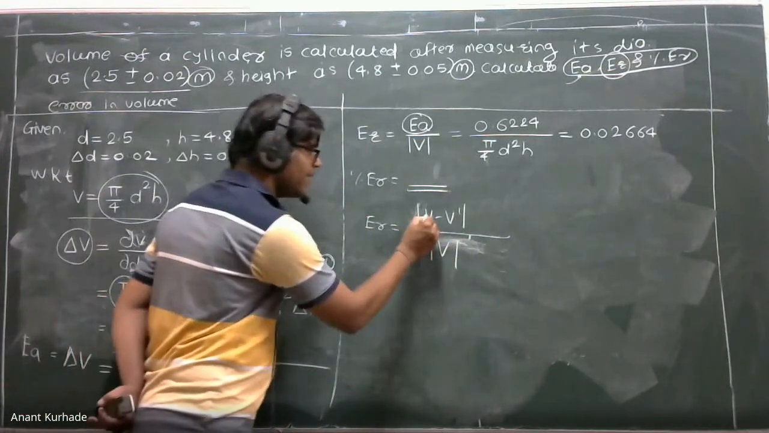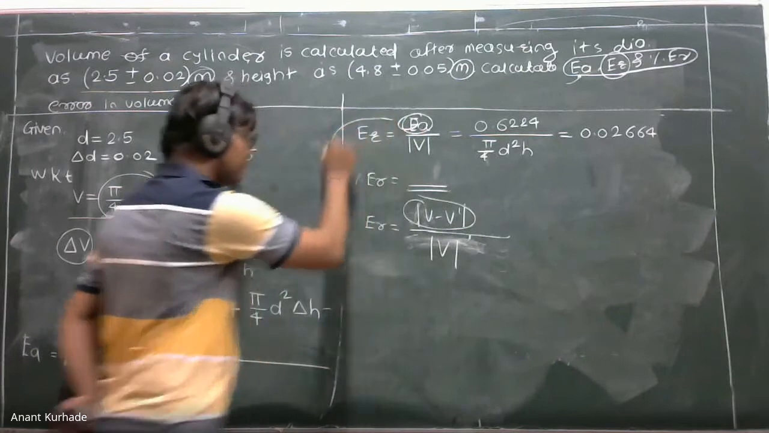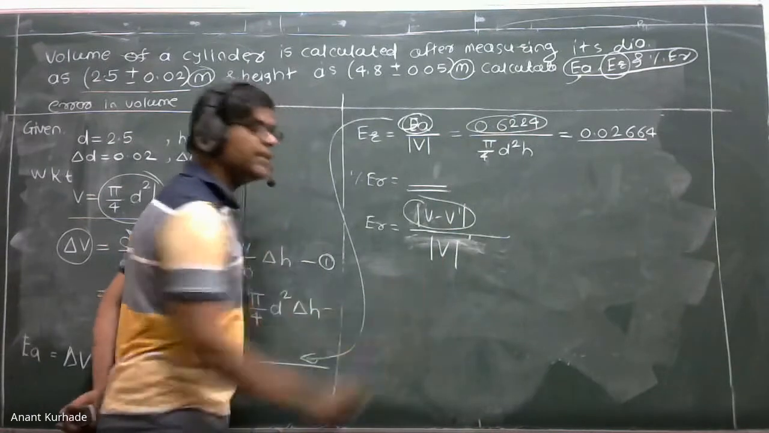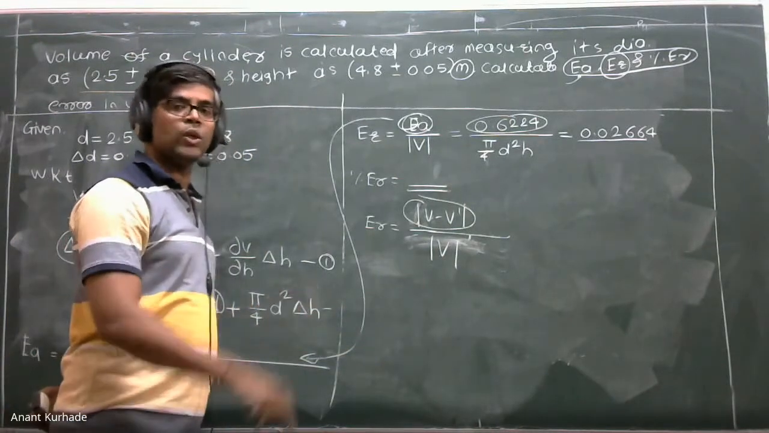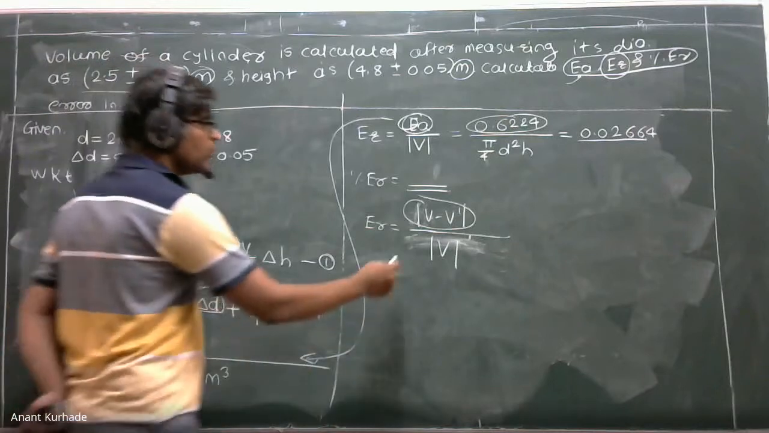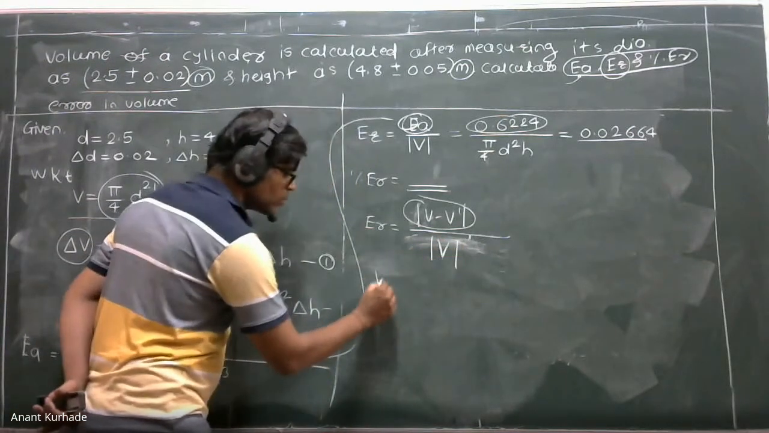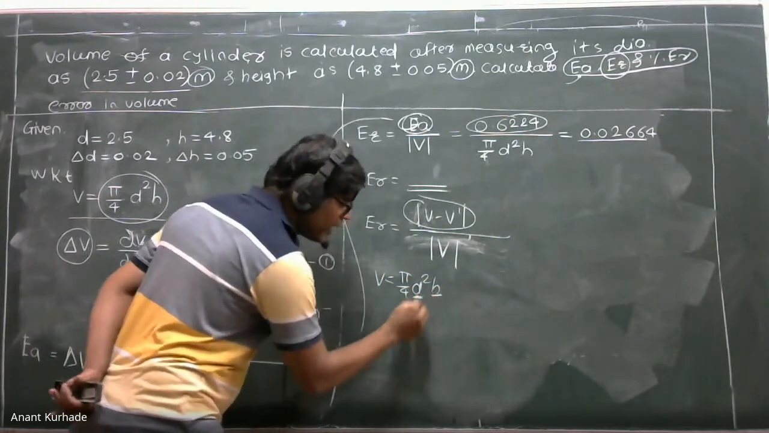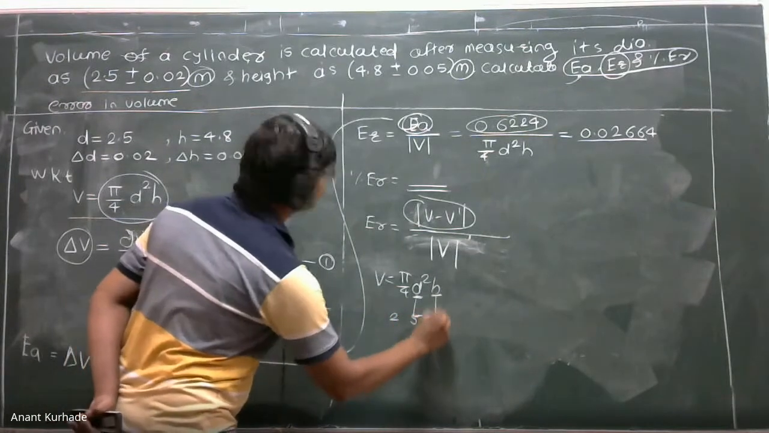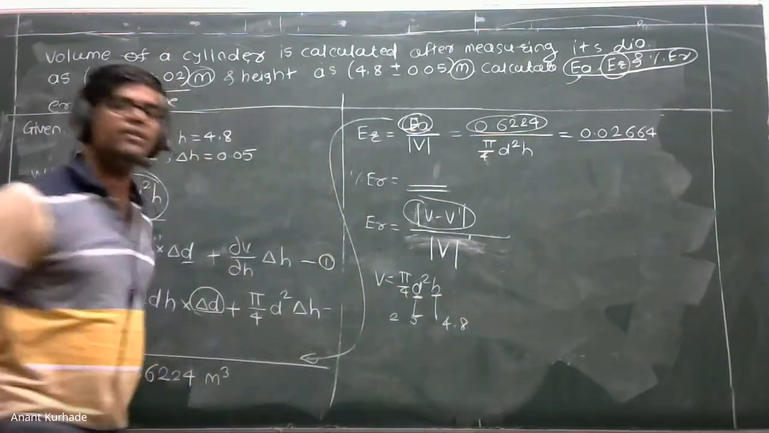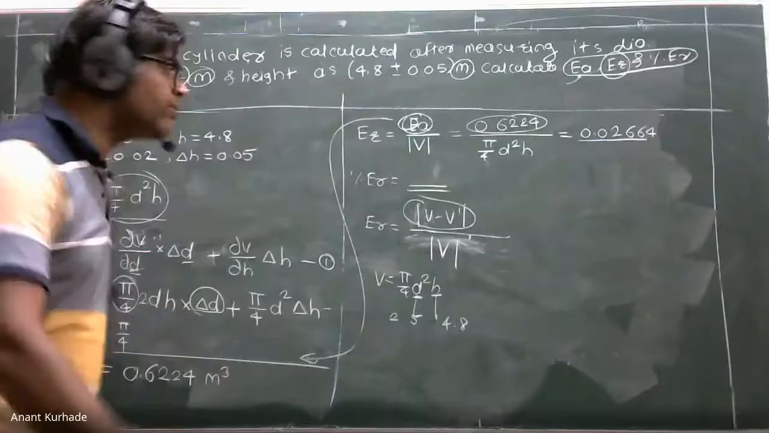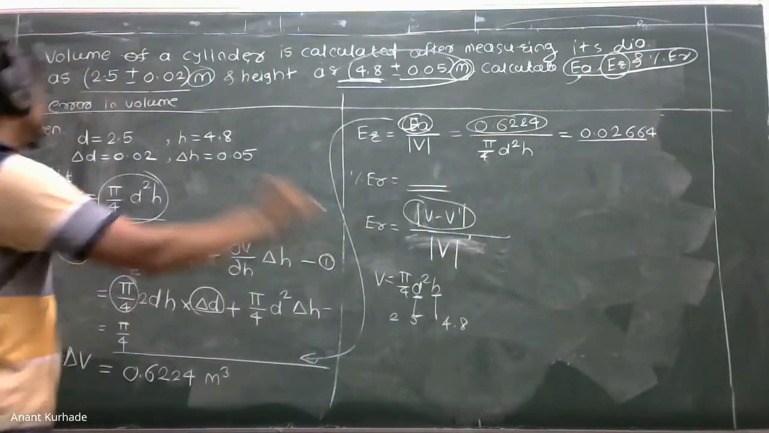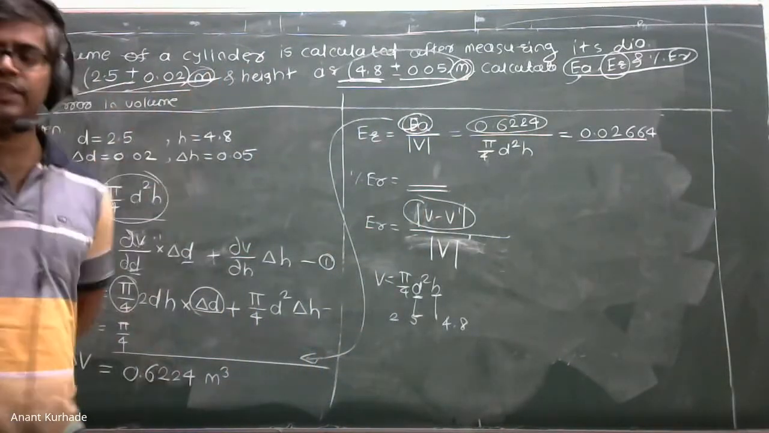Okay, b minus b dash means this EA, which we have already calculated here, so use this value directly. And b means the true value, so we are finding the error in volume. So what is the value of the true volume? The formula for true volume is pi by 4 d square h. Here use the true values, d is 0.5 and h is 4.8. In this bracket the first value is true, the second one is error. Here also 2.5 is true, 0.02 is error. Okay?